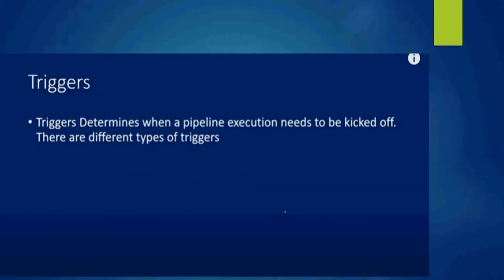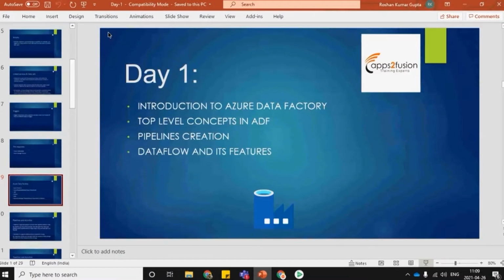Okay, so triggers. As you get to know from the name itself, a trigger is nothing but an action which is executed in order to run a pipeline. Okay, there are multiple different types of triggers which we will be showing at a later stage. But yeah, let's go into the practical stuff.